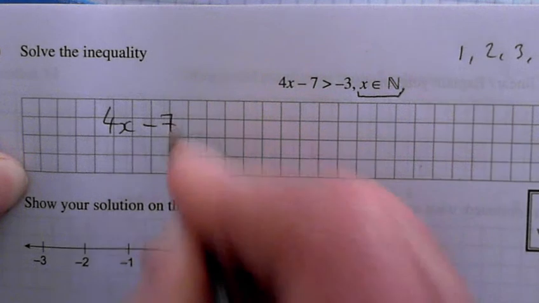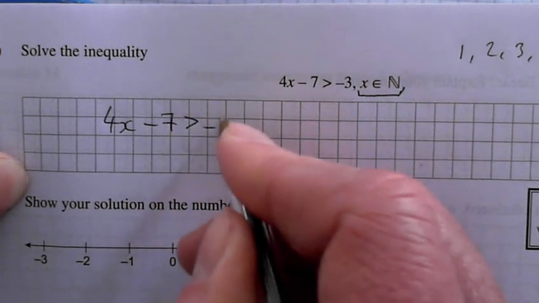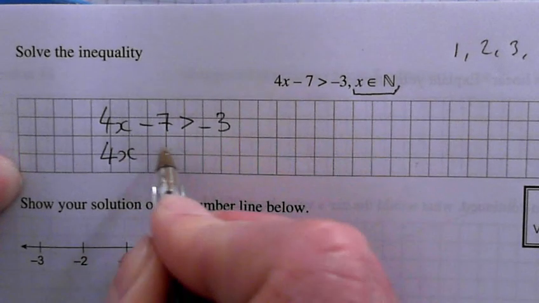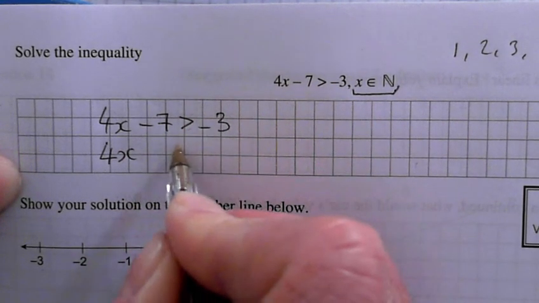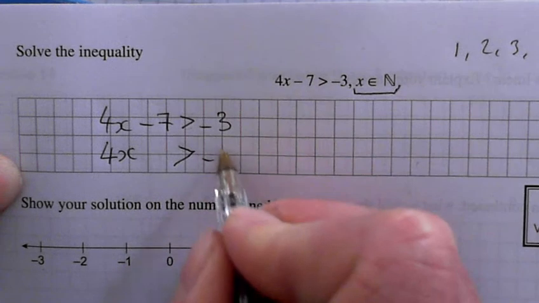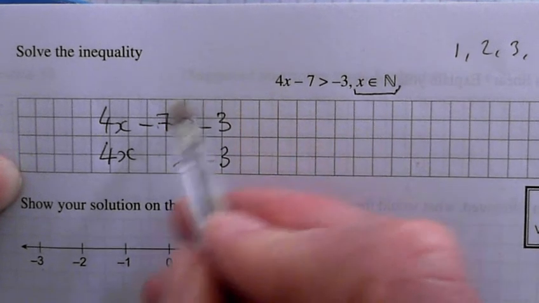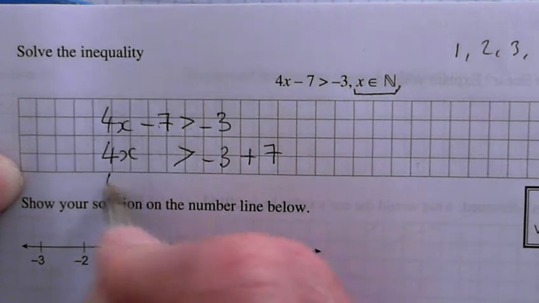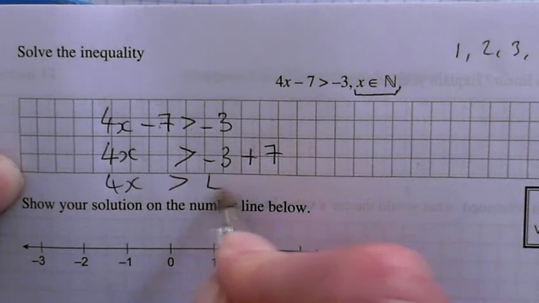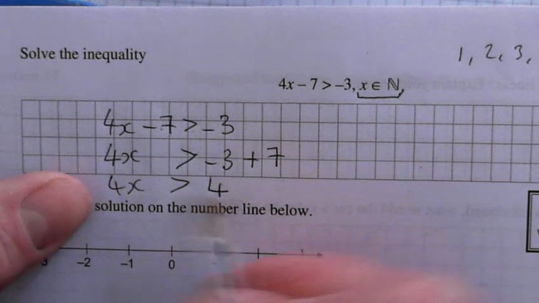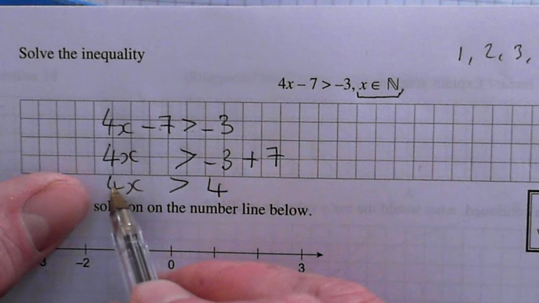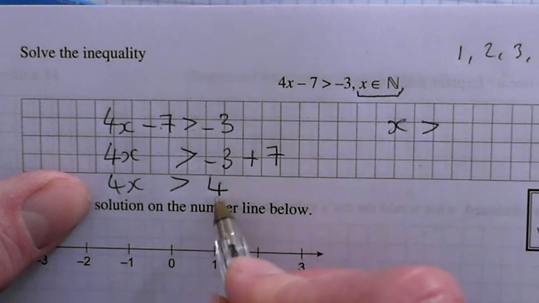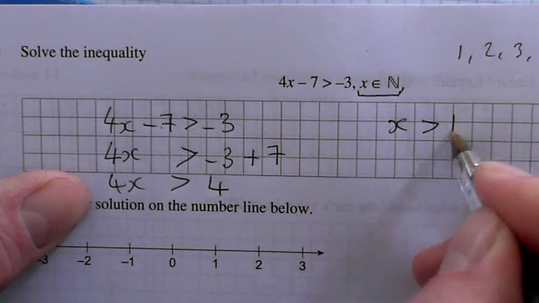4x minus 7 is greater than 3. Now we treat this sign as an equals, bring the minus 7 across and it becomes plus 7. What's 7 minus 3? 4. So 4x is greater than 4. What do we divide both sides by? The number in front of the x. 4 into 4 goes once, and 4 into 4 goes once.